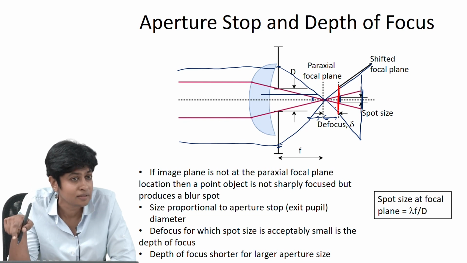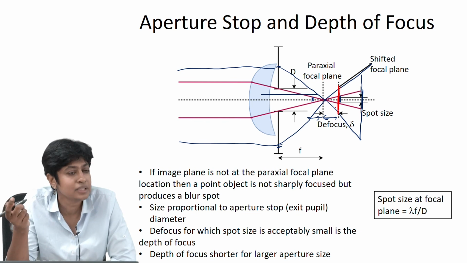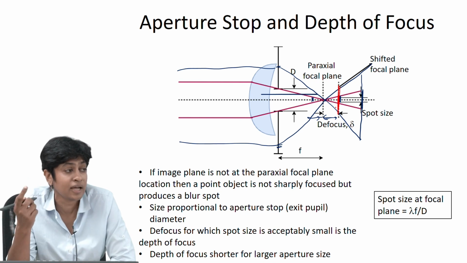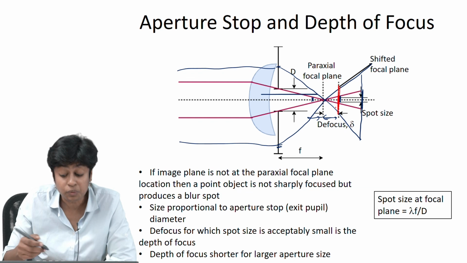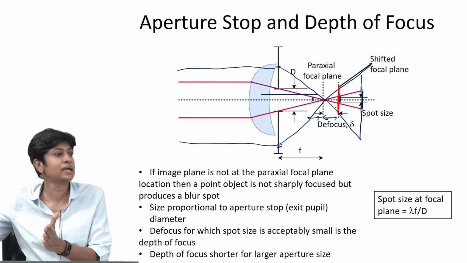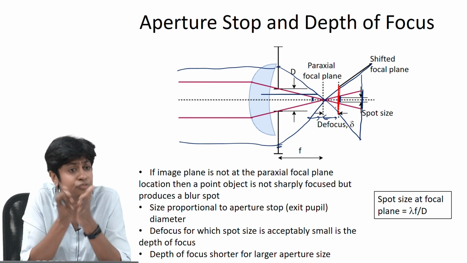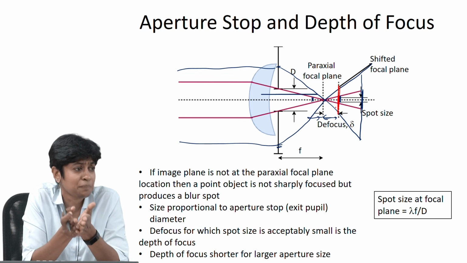What changed that? The size of the aperture stop. And you could take this argument a step further and say, well, if I had not increased the size of the aperture stop, but I had decreased it, then I would be able to go maybe 2 delta. So I would have a larger depth of focus. So the depth of focus is related to the diameter of the aperture stop.